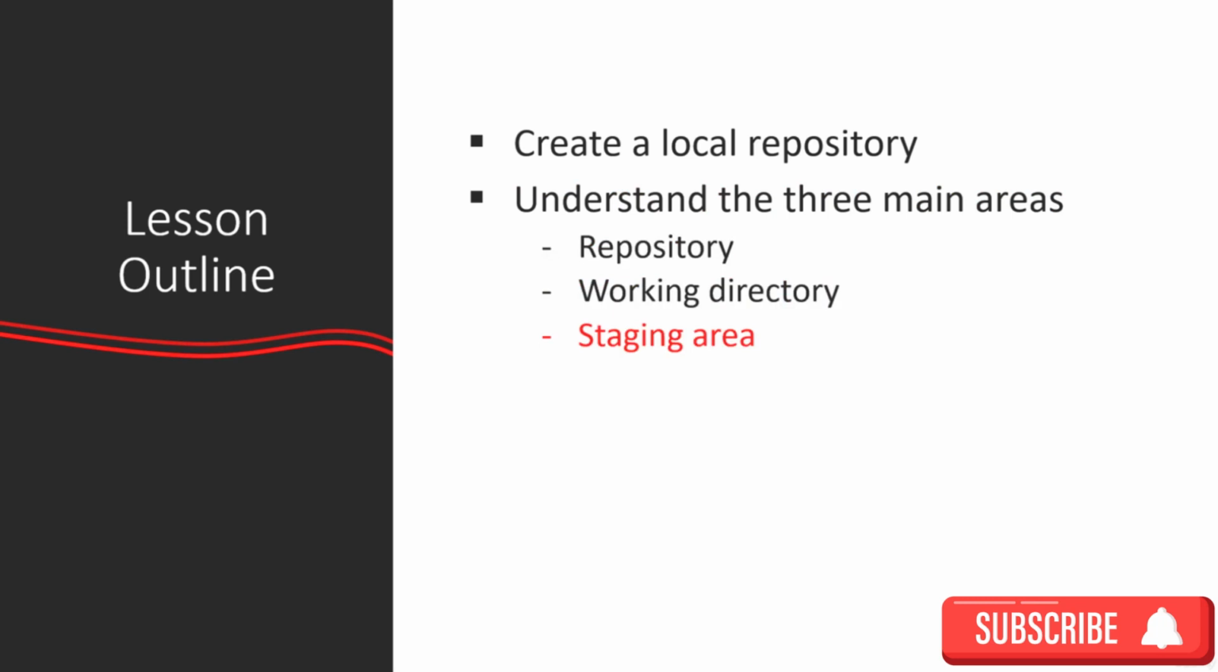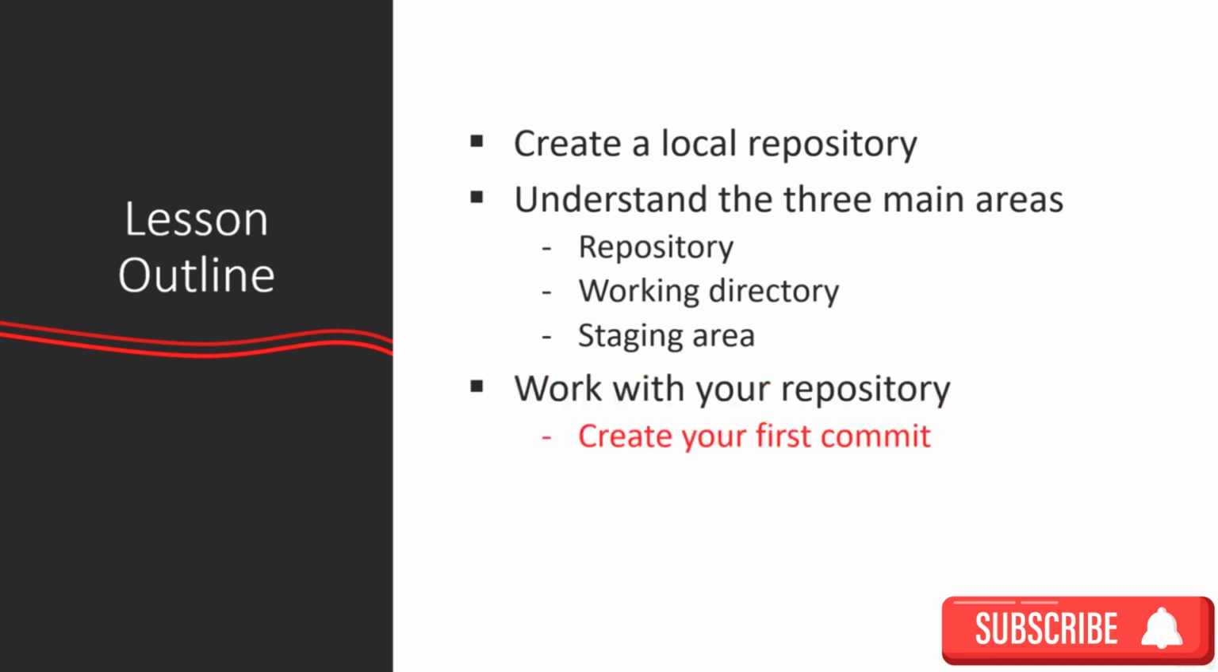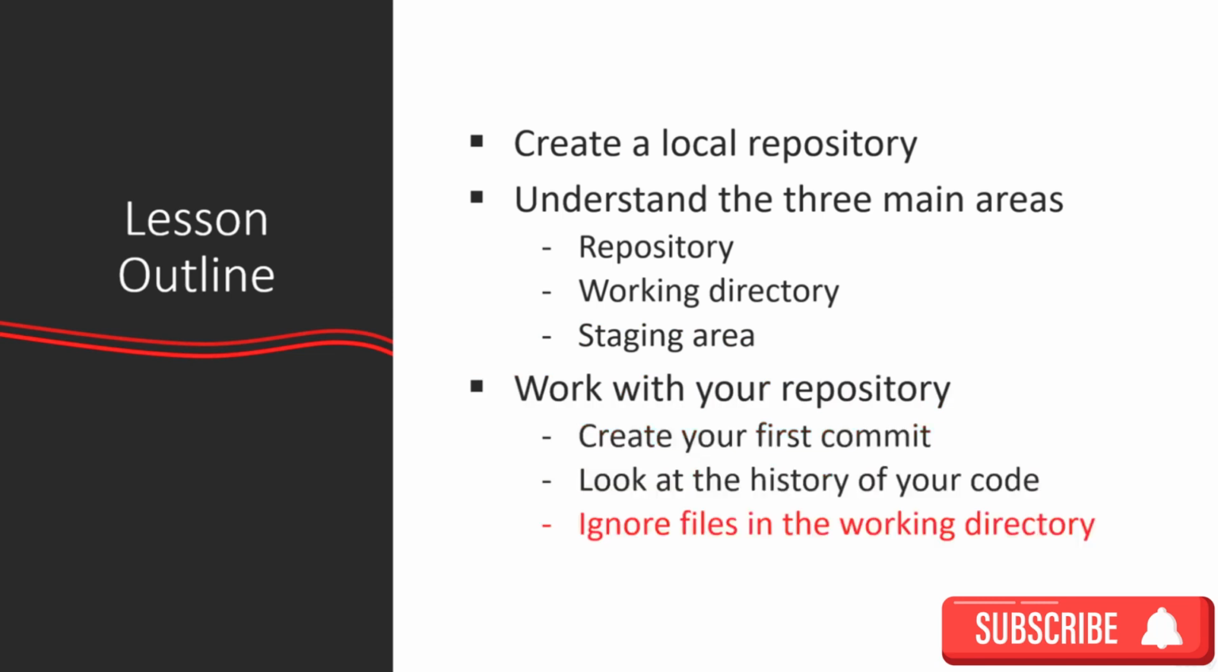After you are familiar with these three areas, you will learn how to work with your repository. You will learn how to create your first commit, how to look at the history of your code, and how to ignore files in the working directory so that you don't commit these files to the repository. Now let's start and let's create a local Git repository for your project.